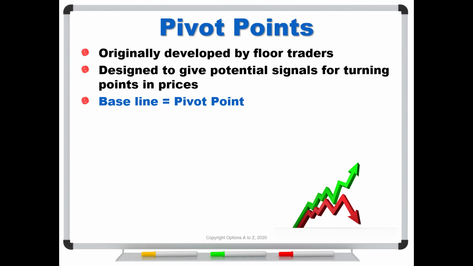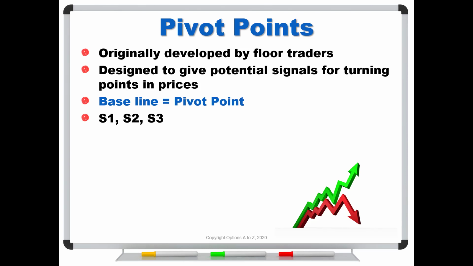The support levels are labeled S1, S2, and S3, and they will sit below the pivot point. So if the stock price is falling and we hit support 1, we'd expect it to kind of level off and kind of find some support there. If it blasts past that, we're going to look to S2. That's going to sit lower on the chart. If it goes through S2, we're going to look at S3.